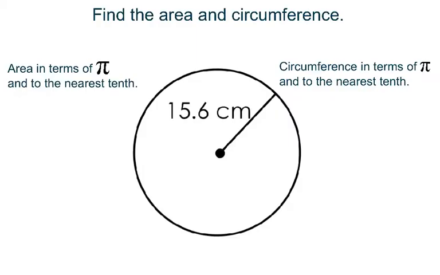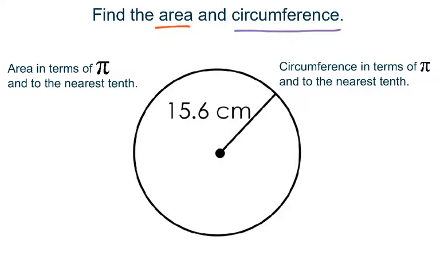So we're going to do this one together. We're going to find the area and the circumference. And there's two things that I want you to understand. Sometimes a problem is going to ask you to find the area or circumference in terms of pi, meaning that you actually have the symbol pi in your answer. Or it may ask you to find it to the nearest tenth or to the nearest hundredth. So that's when you actually multiply by pi. So I want you to understand the difference between those.